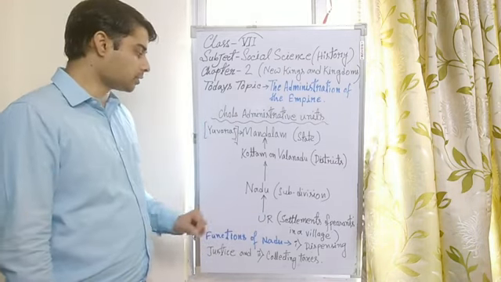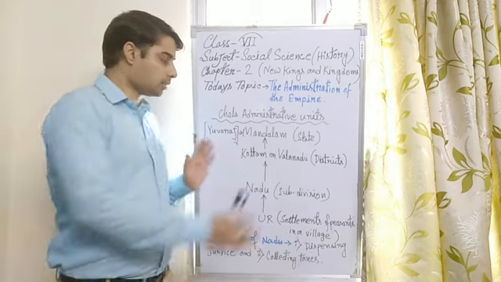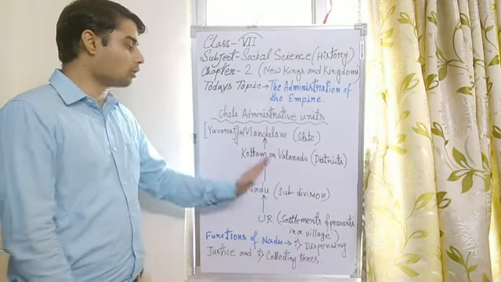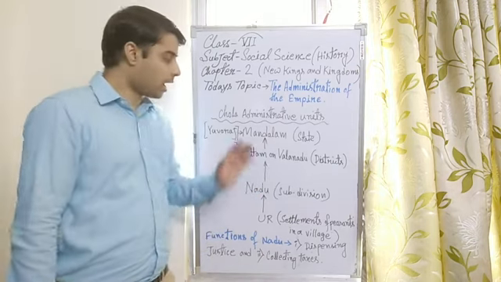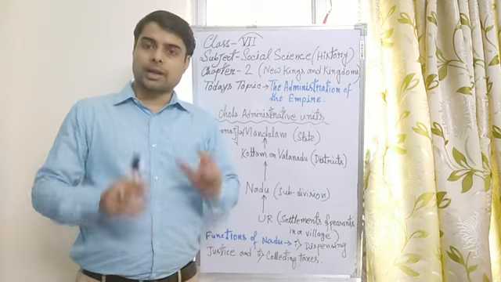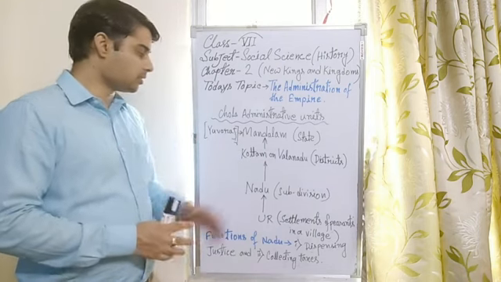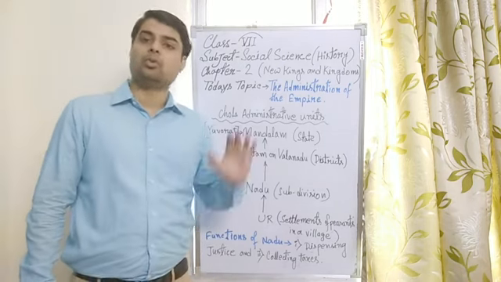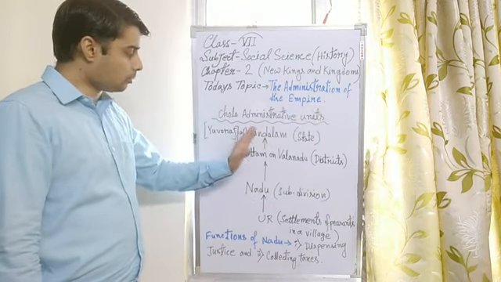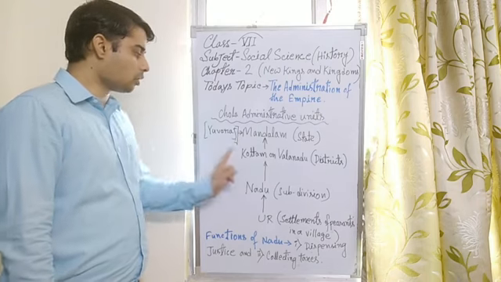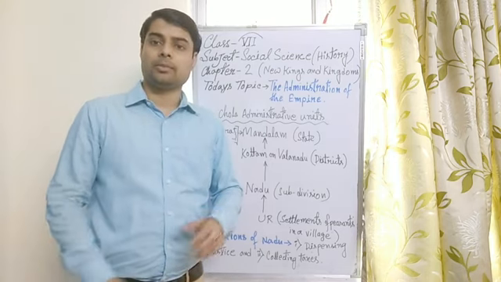Now the next administrative unit is Kottam. A group of Nadus formed a Kottam or Vala Nadu. Vala Nadu or Kottam is formed with a lot of Nadus, and it is like today's districts. Like our states in India are divided into many small districts, the Kottam or Vala Nadu was the district of the Chola Empire. And at the top of this, a lot of Kottam and Vala Nadu formed a Mandalam. Mandalam means the states.